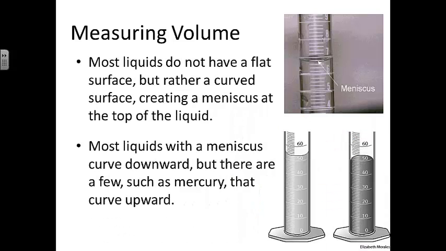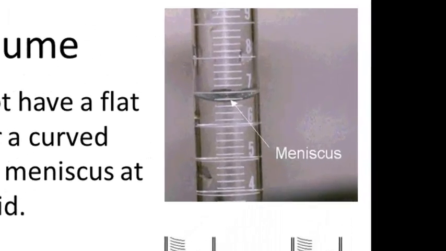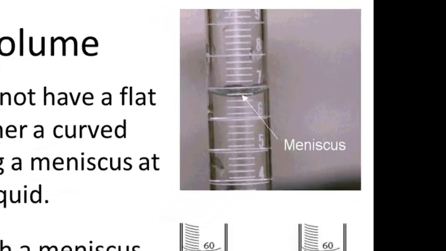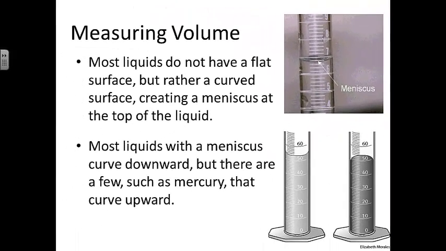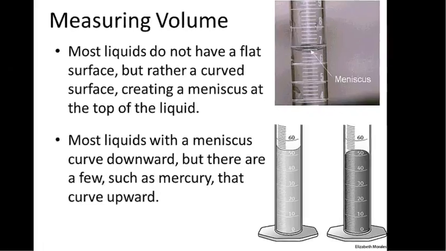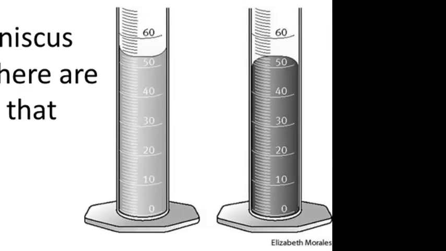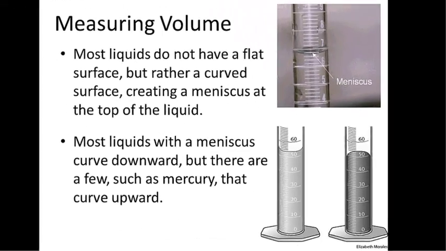Most liquids do not have a flat surface when they're poured into a container. Rather, they have a curved surface that creates a meniscus at the top of the liquid. And you can see that pictured in this picture in the upper right. That surface curving downward is what we refer to as a meniscus. Most liquids with a meniscus curve downward, as you saw in that picture, but there are a few that curve upward, such as mercury. So it's going to do one of these two things. It's either going to curve downward, looking like it's climbing the sides of the container, or it's going to curve upward like it's trying to pull away from the sides.